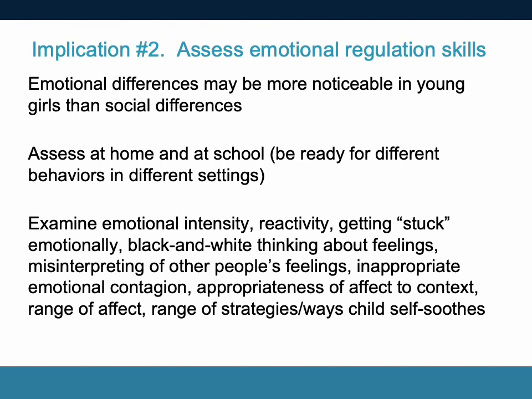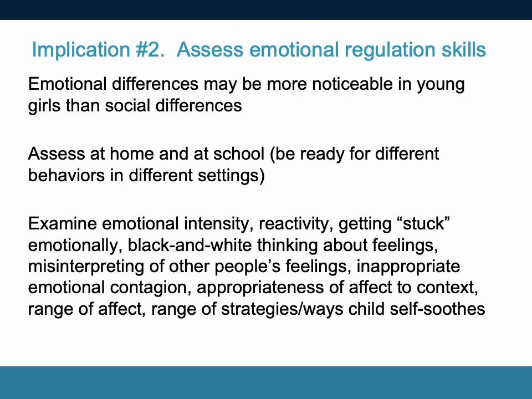The second implication I'd like to propose is that we as a field assess emotional regulation skills in the young children we're assessing for autism. Now, sometimes this can happen just through behavioral observation. There are also some tools that are being developed that would allow for parent and teacher report of emotional and behavioral responses in different contexts. From what I've been reading, it seems as though the emotional differences in young children are definitely worth considering when we're trying to understand differences between males and females.